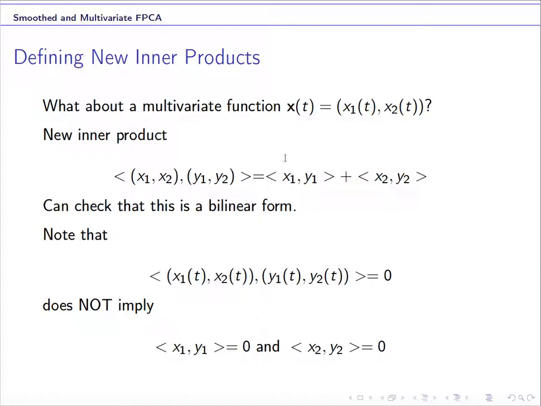So basically, if you have multivariate functions, for example, x(t) equal to x1(t), x2(t), then you can define the inner product as the inner product of the first functions, x1 and y1, plus the inner product of x2 and y2. You can do it this way. So this is when you have multivariate functions.